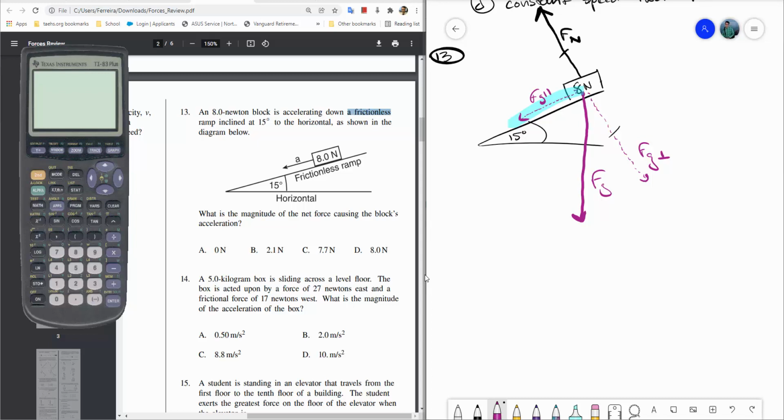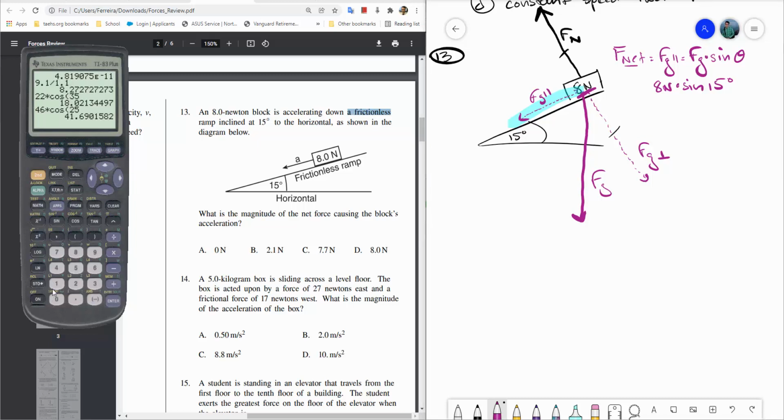Now, that means this is the only force left over. F net is equal to the force of gravity parallel, because it's what's left after everything is added up and canceled out. And the force of gravity parallel is equal to the force of gravity times the sine of theta. Now, the force of gravity was given to you. It's the weight of the box, 8 newtons, times sine of the incline of the ramp, 15 degrees, will get you your F net.